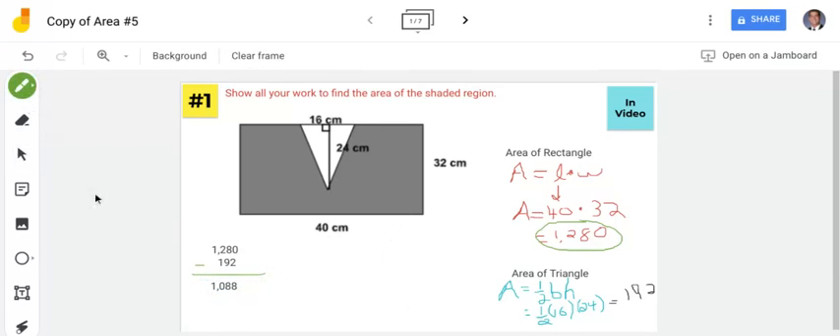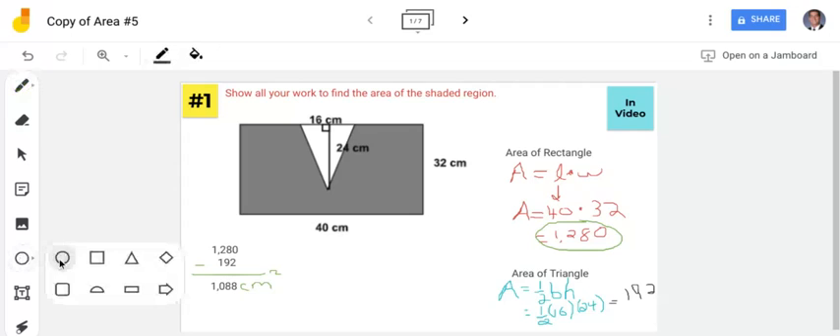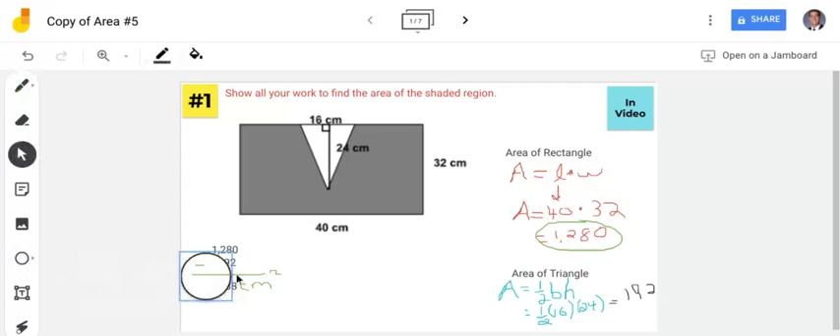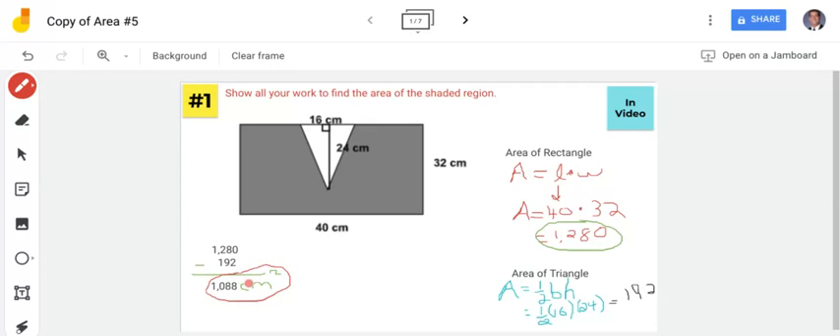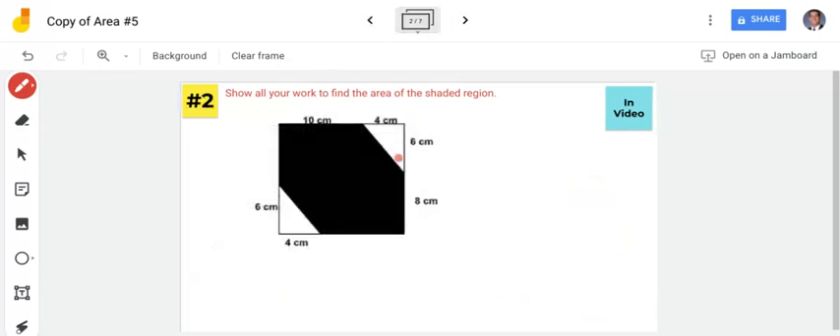Now remember, this is area. Area is in square units, so this is going to be centimeters squared. I can add a circle in here to circle my final answer. Actually it looks like it's going to cover up that, so I'm going to delete it and just circle it with the pen. All right, 1,088 square centimeters. That's number 1.